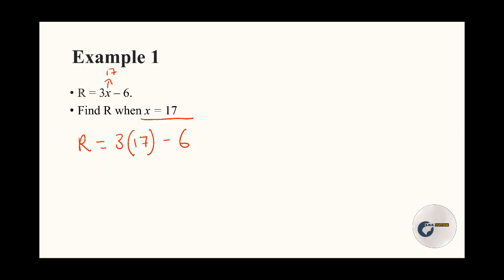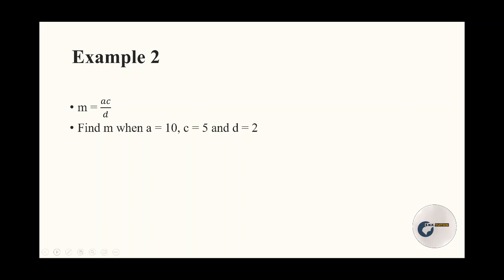And our next step is to calculate. So 3 multiplied by 17, well 3 times 10 is 30, and 3 times 7 is 21, so that's 51 minus 6. So r is equal to 45. So we replaced and we calculated, and it was as simple as that.